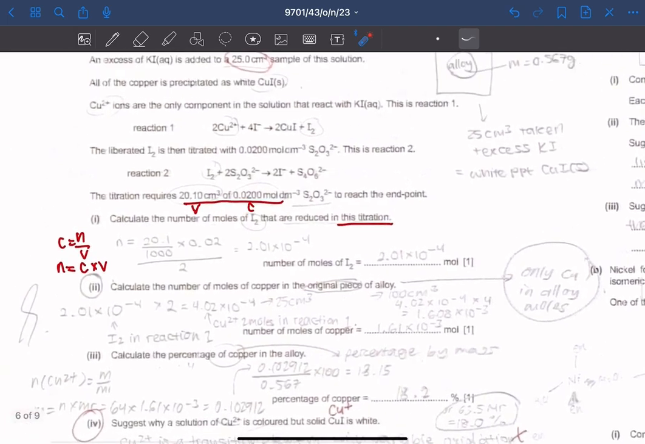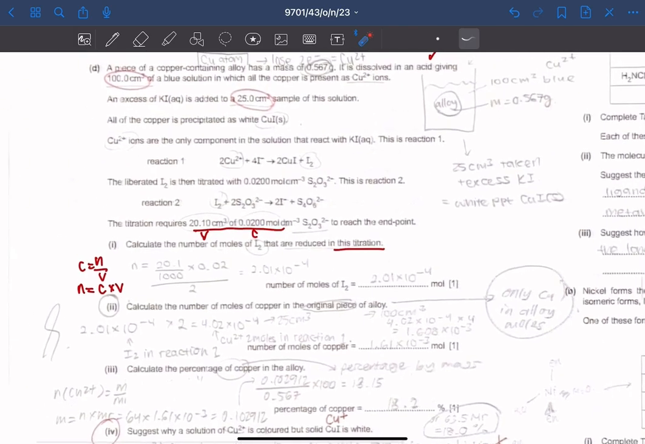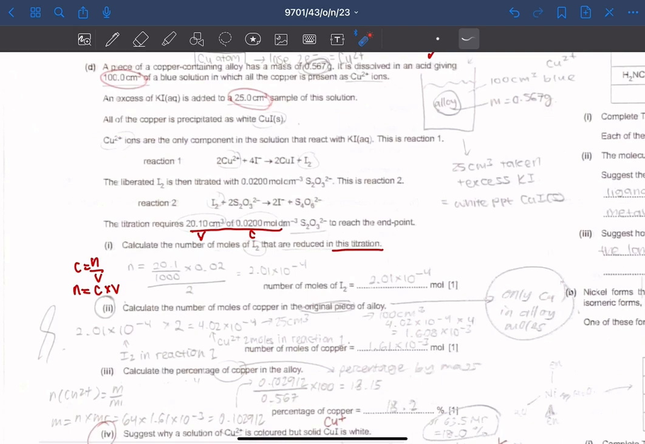iii, calculate the percentage of copper in the alloy. So this question actually refers to the percentage by mass of copper in the alloy. Like how much copper is found in the alloy. What is the percentage of copper in the alloy? So we could do this by percentage by mass. First, find the mass of Cu. Here we already know the number of moles of Cu originally in the alloy. So we just need to find its mass.